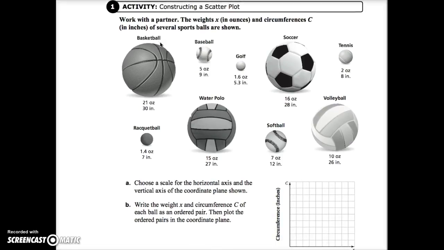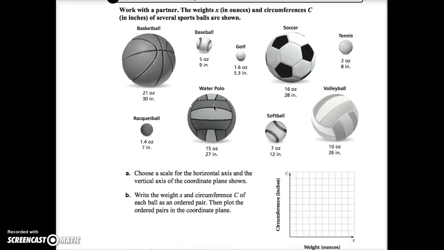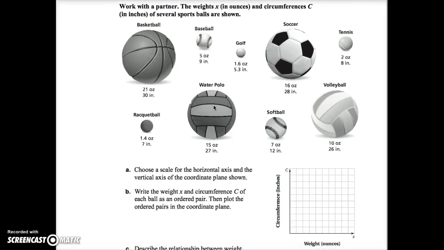It says the weight x in ounces and the circumferences c in inches of several sports balls are shown. So a basketball is 21 ounces in weight and it's 30 inches all the way across. And you could look at that for every single ball they have here. So A says choose a scale for the horizontal axis and the vertical axis of the coordinate plane below.